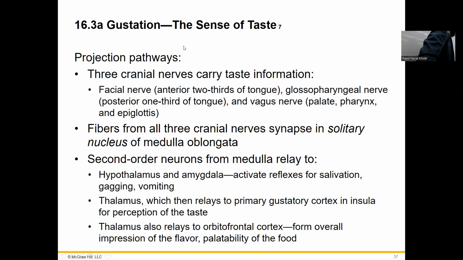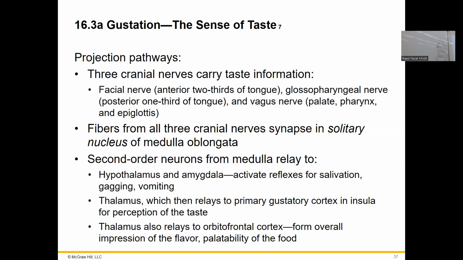Okay, projection pathways. Remember, when we're doing senses, we always begin, number one, with a receptor. That's the first step: a receptor detecting a stimulus. Number two, the input, the sensory, the afferent neurons. These are the projection.